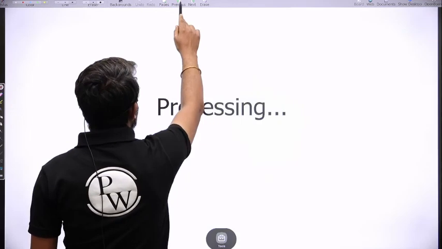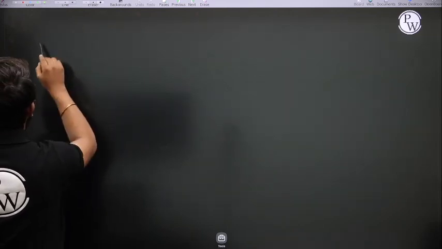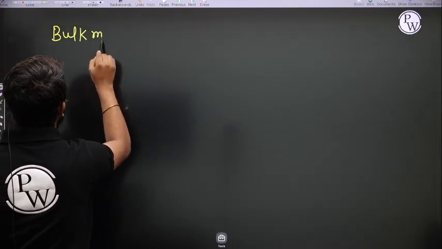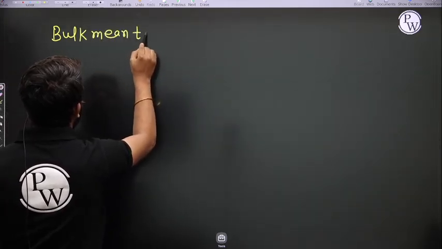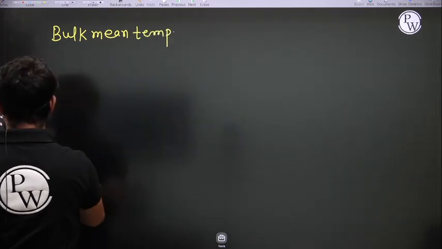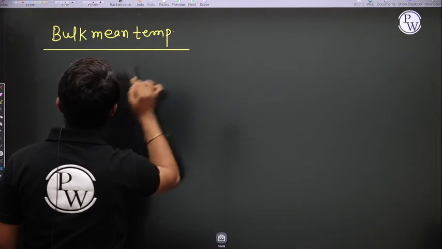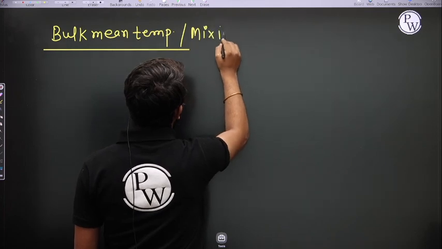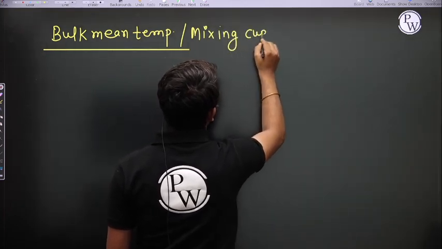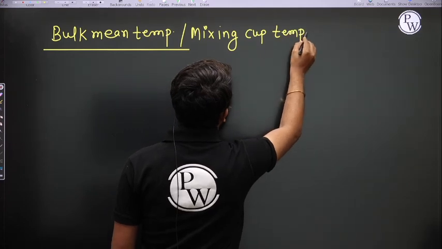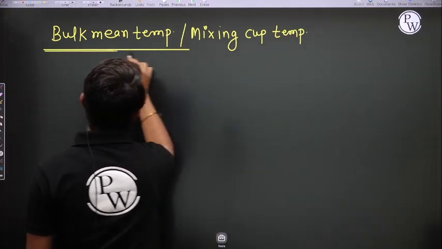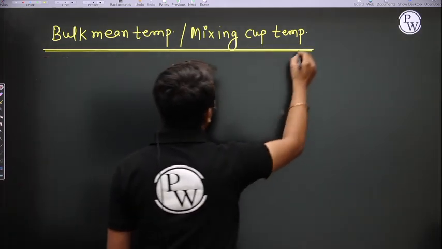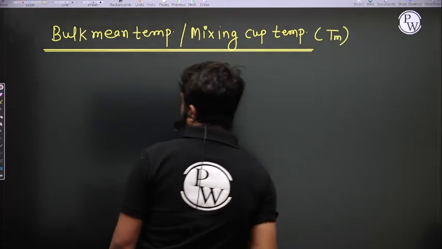Now, come to the next concept, which is the concept of bulk mean temperature, or simply mixing cup temperature. It is denoted by Tm. So what is Tm? Now see here.